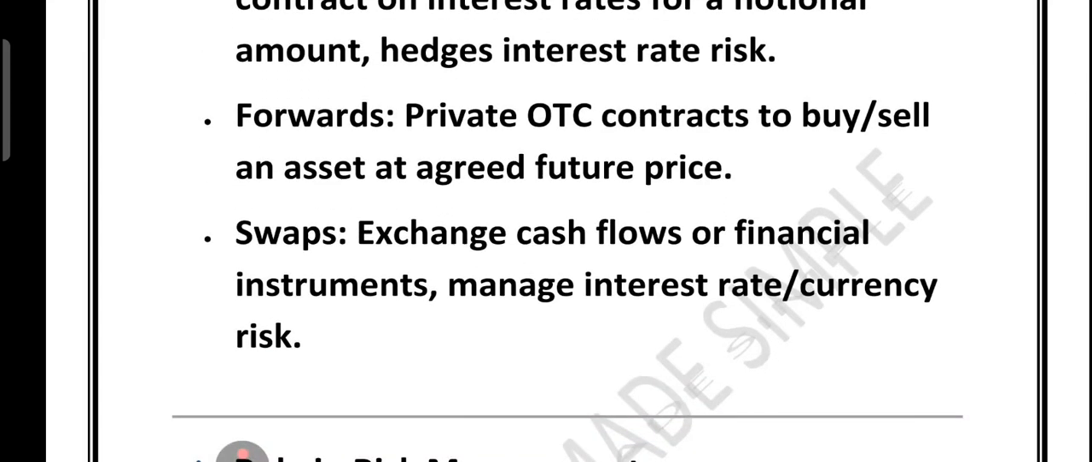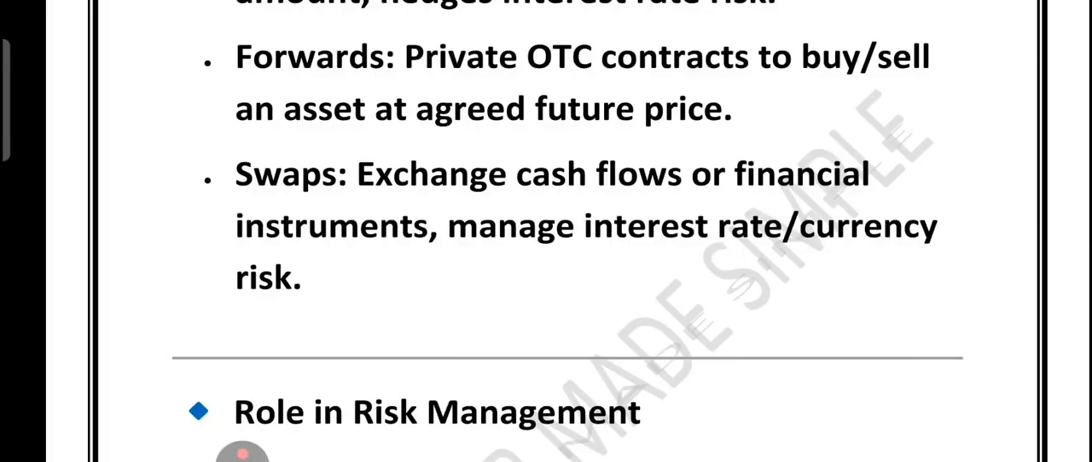Forward is also an OTC contract. We have seen that a forward contract is an OTC contract. Swap is an agreement to exchange cash flow, to exchange instruments, right?